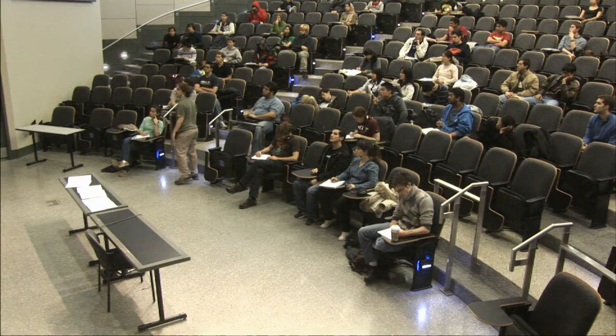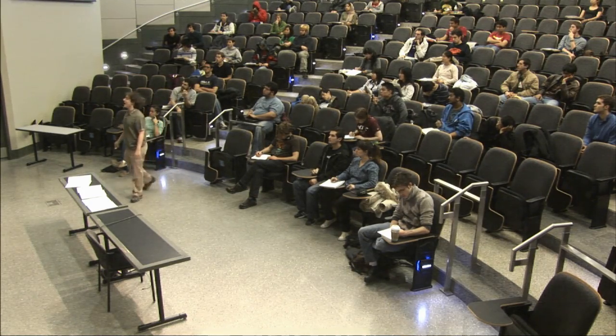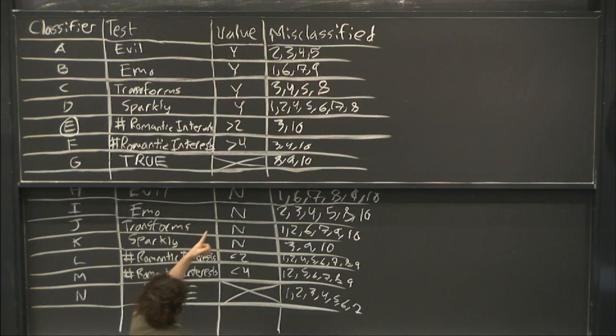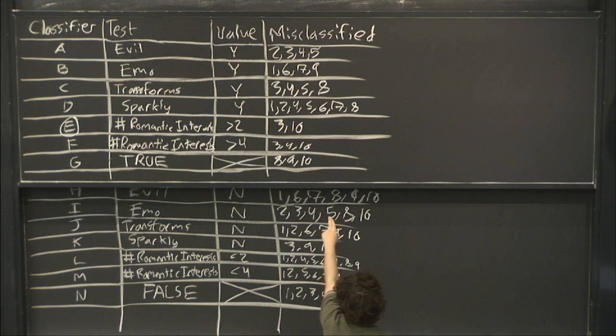You were going to say transforms. You were going to be correct. Transforms is one of the ones we need. C: 3, 4, 5, and 8. There's nothing down here that gets fewer than those wrong. Like, there's nothing that gets us 3, 4, 5 wrong, for instance. There's no way to get 3, 4 wrong without getting either 10 wrong or 5 and 8 wrong.